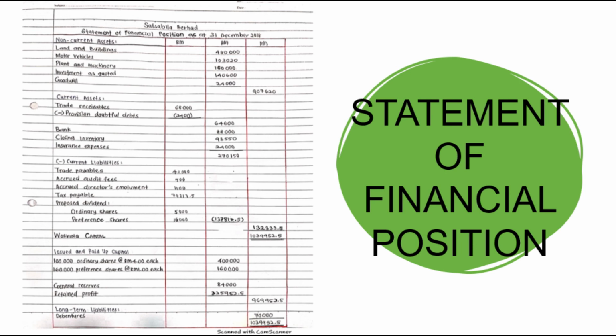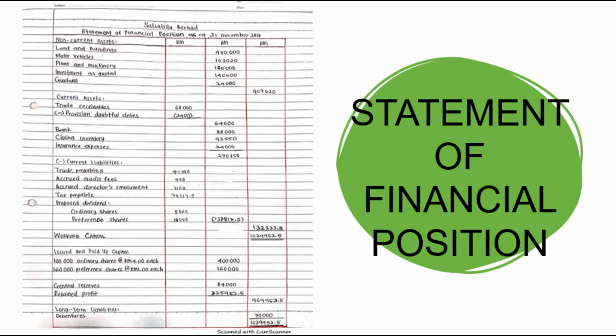3. Plant and machinery 160,000. Take from note to account number 2. Investment as quoted 140,600 from trial balance. Last, goodwill 24,000 also take from trial balance. After we put all the numbers, we need to add all the numbers. It will be 907,620.